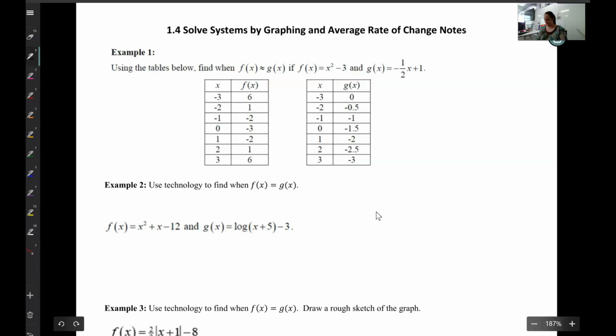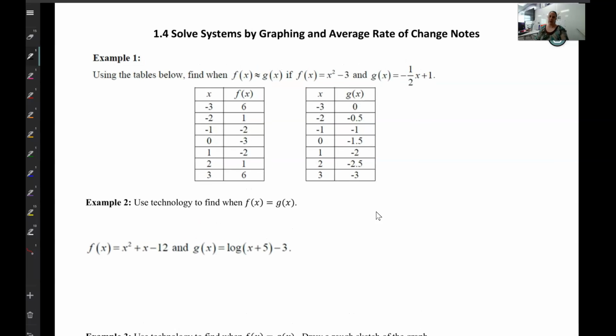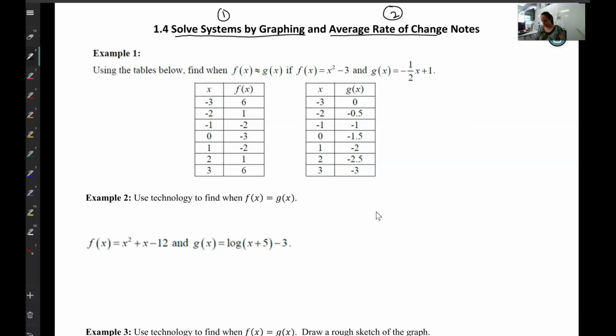This is the last lesson in our first unit of the year, which means your review and test will be next week. This lesson in 1.4 is kind of two mini lessons squished into one. So we have two things we need to talk about. We need to talk about solving systems by graphing and average rate of change. We're going to do solving systems by graphing first because that one's super easy and super fast.